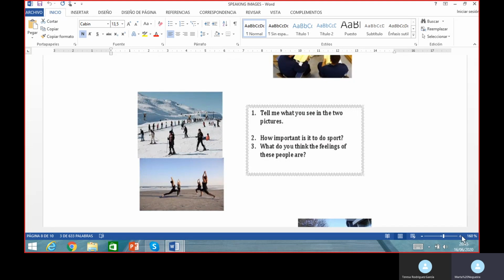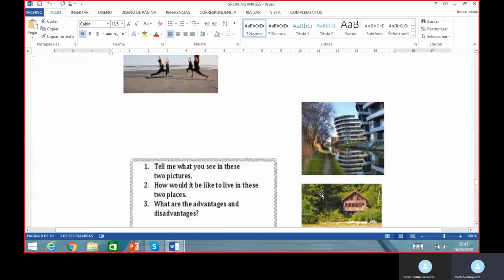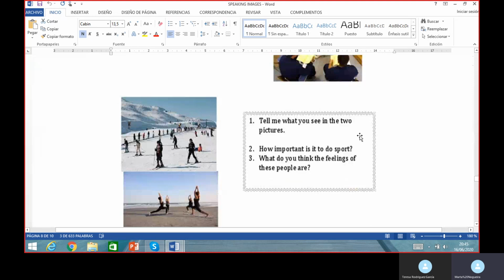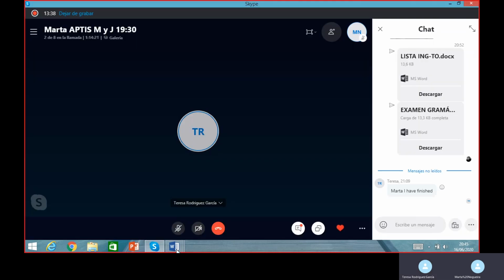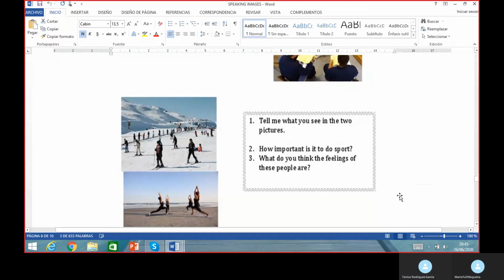Teresa, let's do this one. And it is the same. Tell me what you see in the two pictures, how important it is to do sport, and what do you think the feelings of these people are. So how do they feel? 2 minutes to practice. In the exam, you're going to have 1 minute. Okay. Perfect. Thank you.